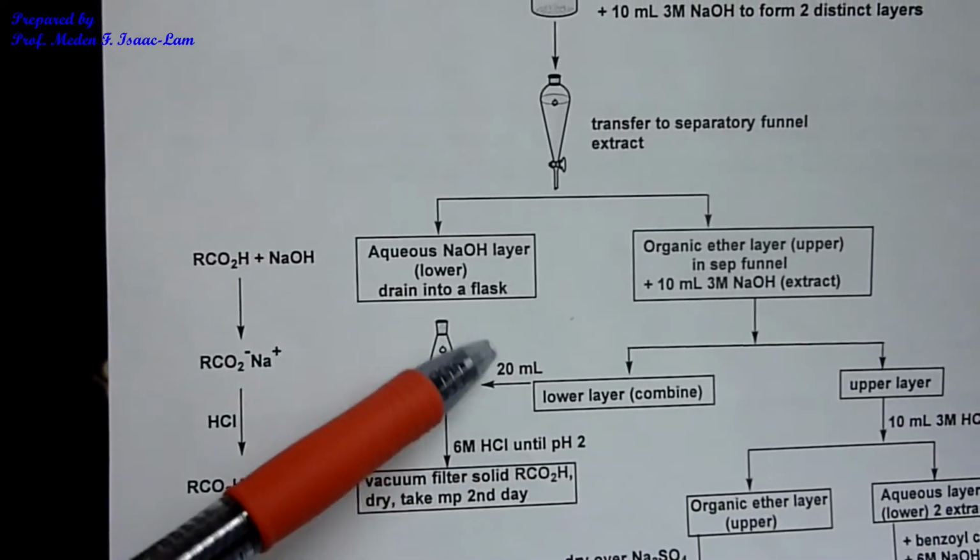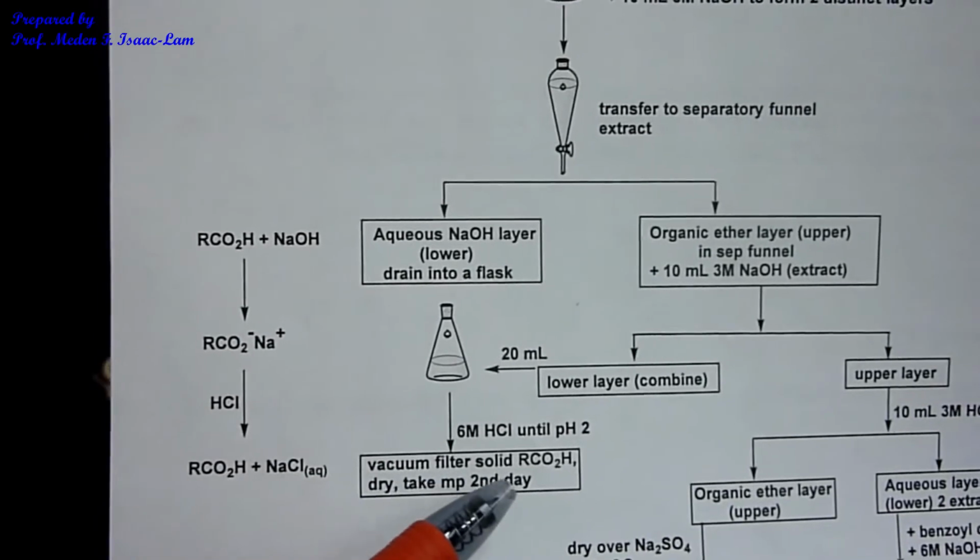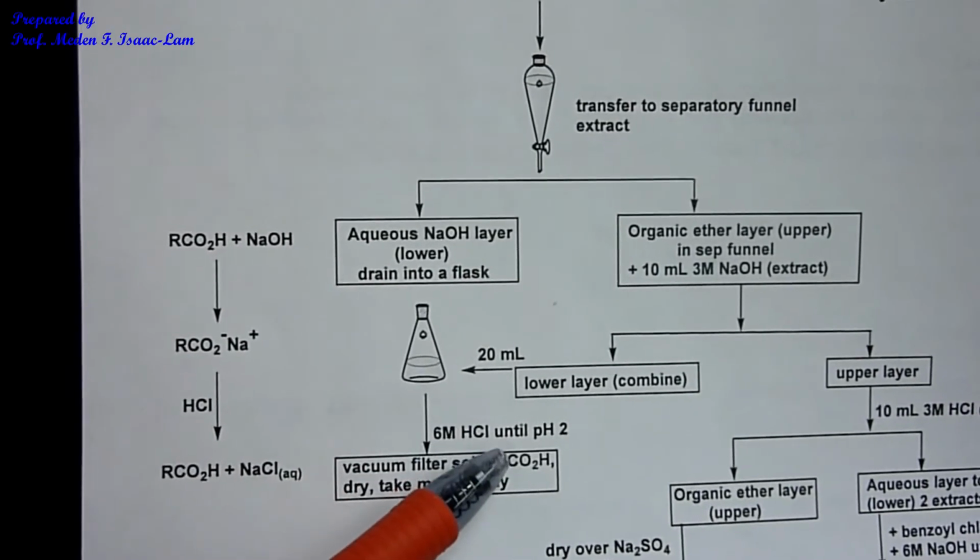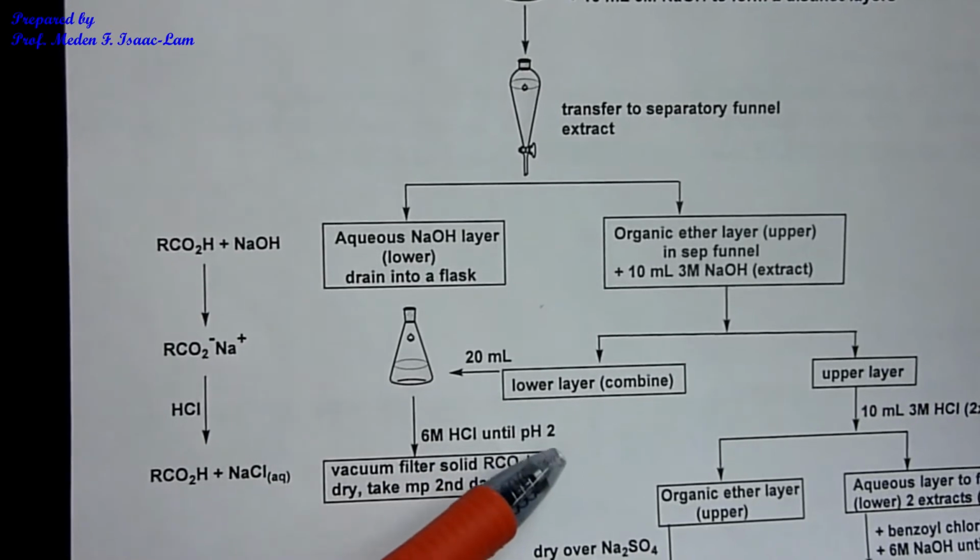I'm now doing this portion of the schematic diagram. I will now be adding 6 molar hydrochloric acid until it's pH 2.